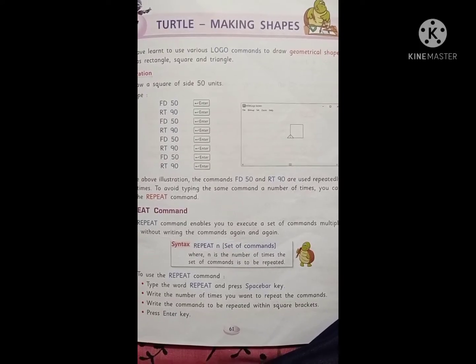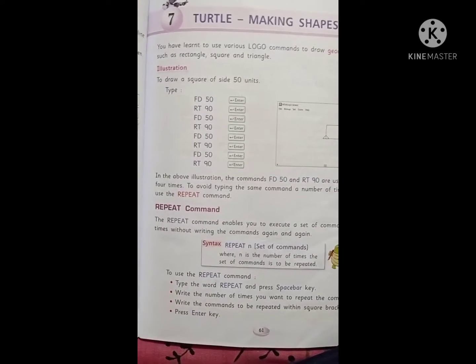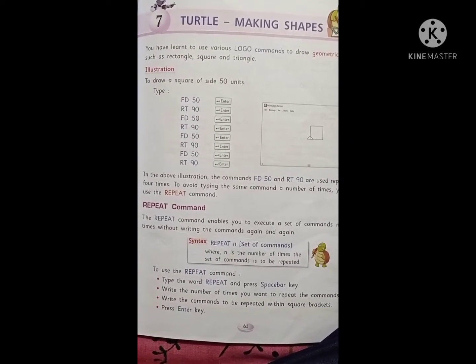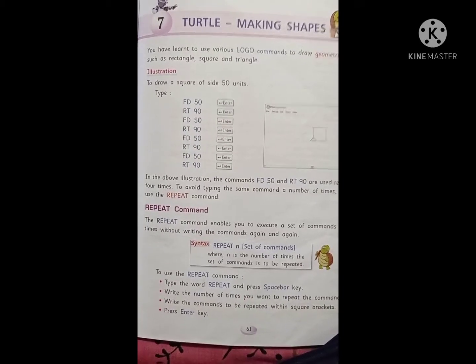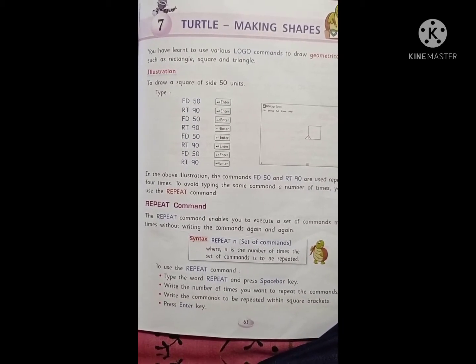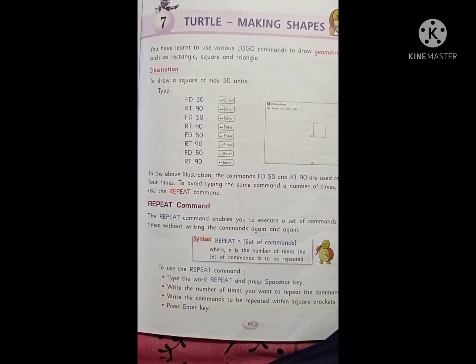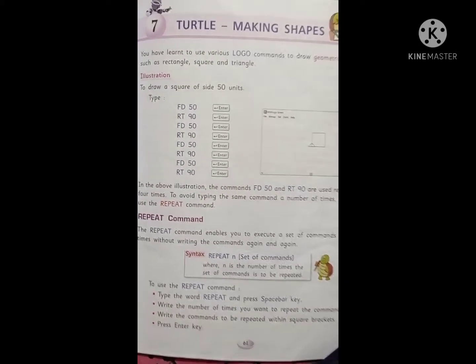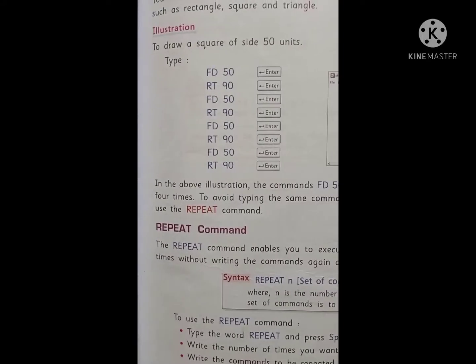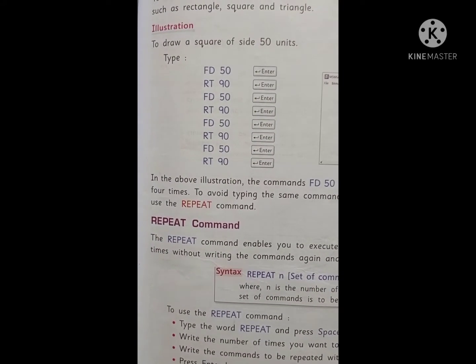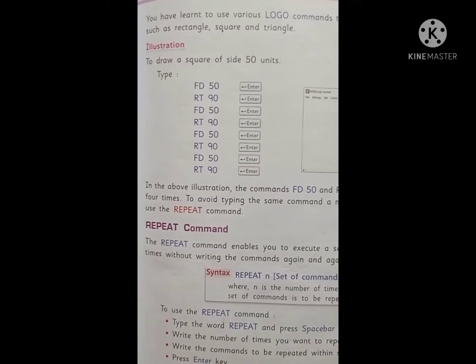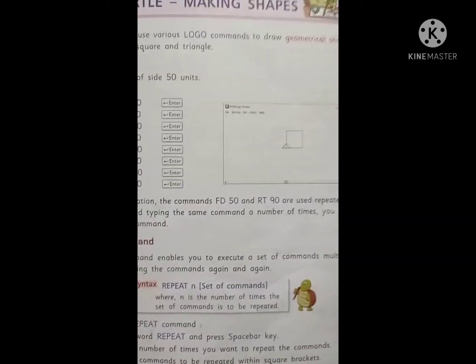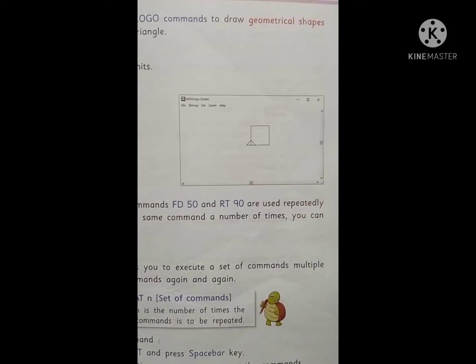What are the commands we need to draw a geometrical shape? For that we are going to see some commands. We are going to draw a rectangle, square, triangle, like that. There is an example in your text to draw a square of 50 units. Here you can see this lengthy command, FD50 RT90. The same command is written 4 times. Then only we can draw this square.